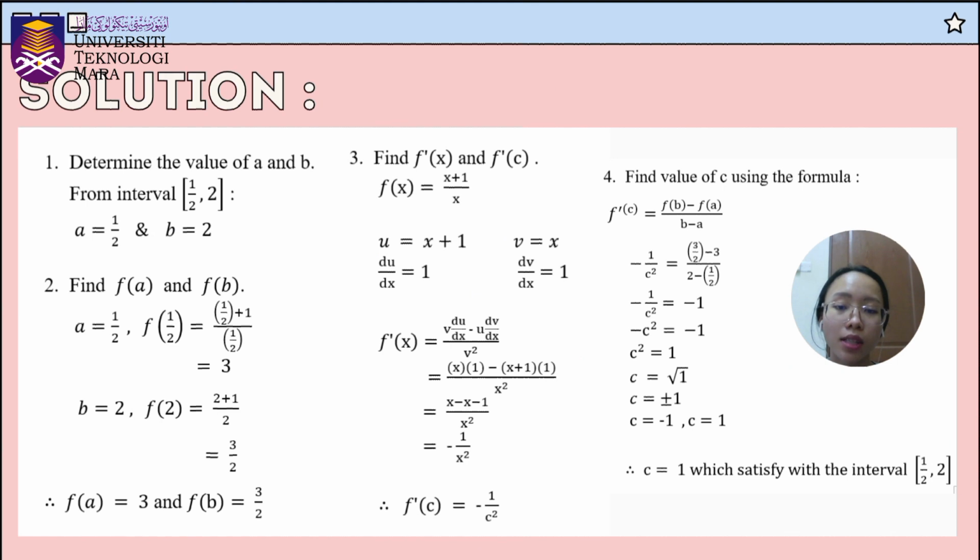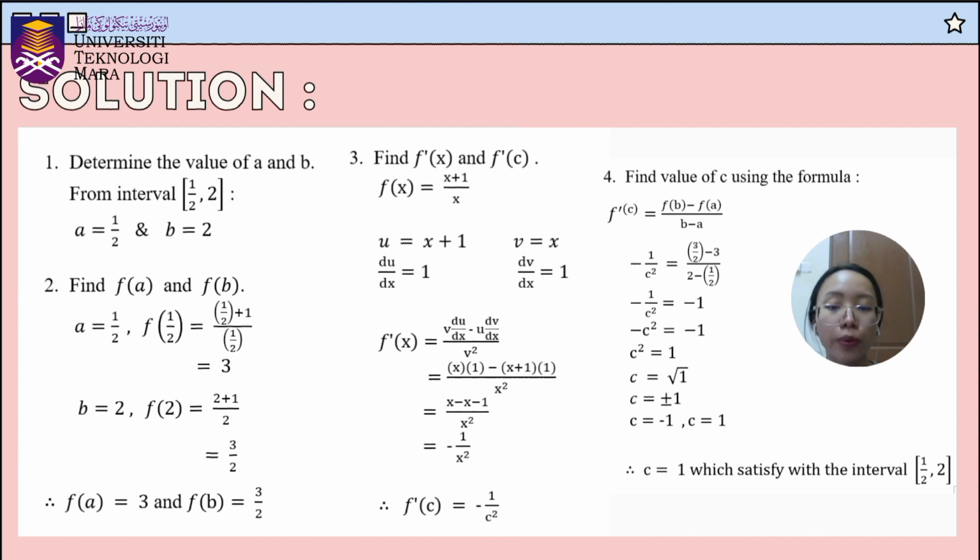There are several steps that we will need to do to solve this question. Firstly, we will determine the value of a and b from the interval given. From here, we can see a is equal to 1 over 2 and b is equal to 2. We can always say we pick the smallest value for a and the largest value for b.